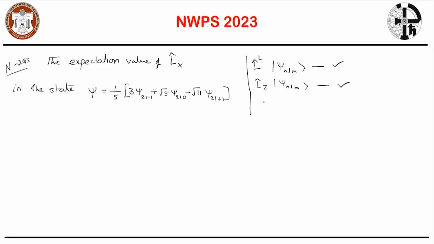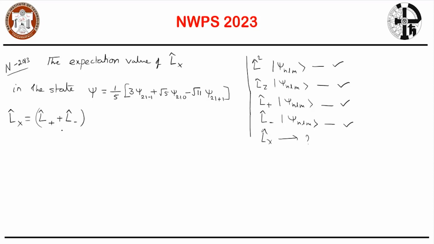What else do I know? I also know about L plus. I know how the expectation value works; this also I know. But Lx, I have no idea. So what you can do is write Lx as rising and lowering operators, L plus plus L minus, over 2. You go back and check the definition, and then you can figure it out one by one.